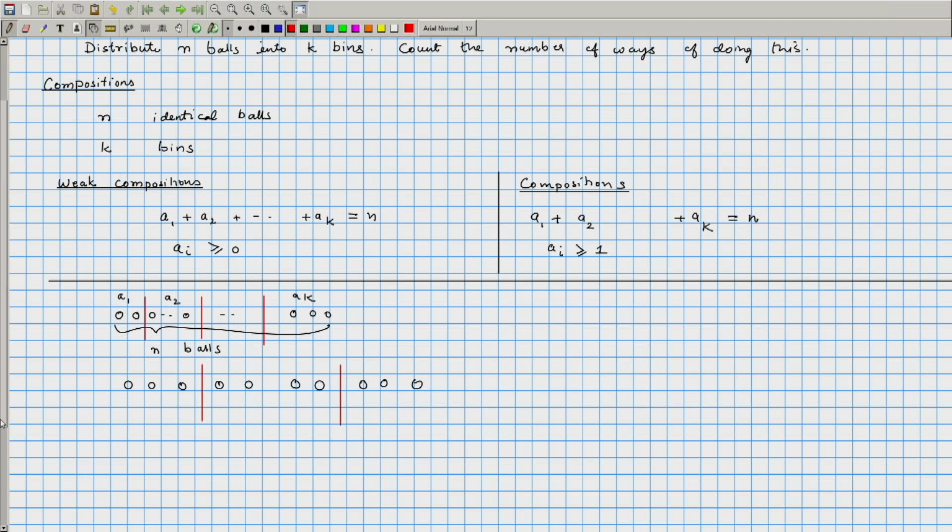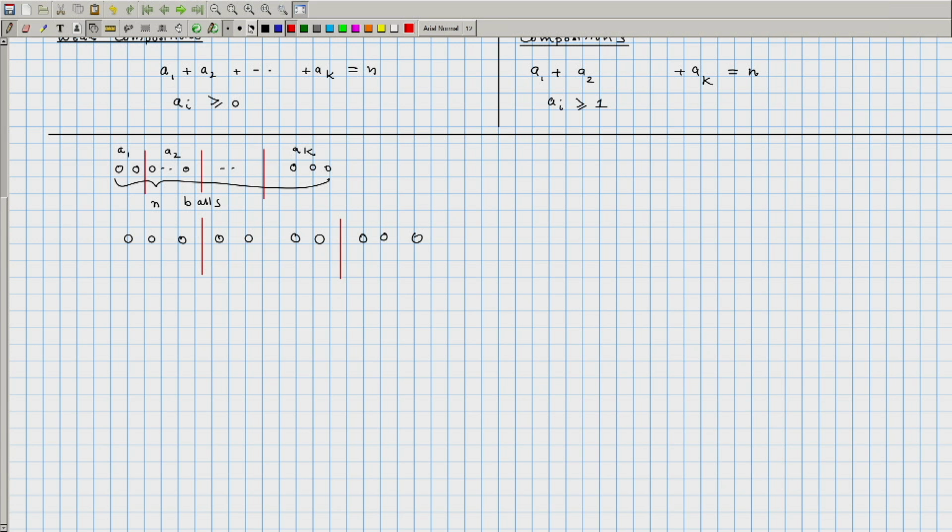We could also think about the same thing in a slightly different manner. Note that after these partitioning walls have been placed, there are precisely n plus k minus 1 objects in the arrangement. This n corresponds to balls and k minus 1 corresponds to the partitioning walls. So, there are n plus k minus 1 objects placed along a line. We will exploit that observation to count the number of ways of distributing balls into bins.